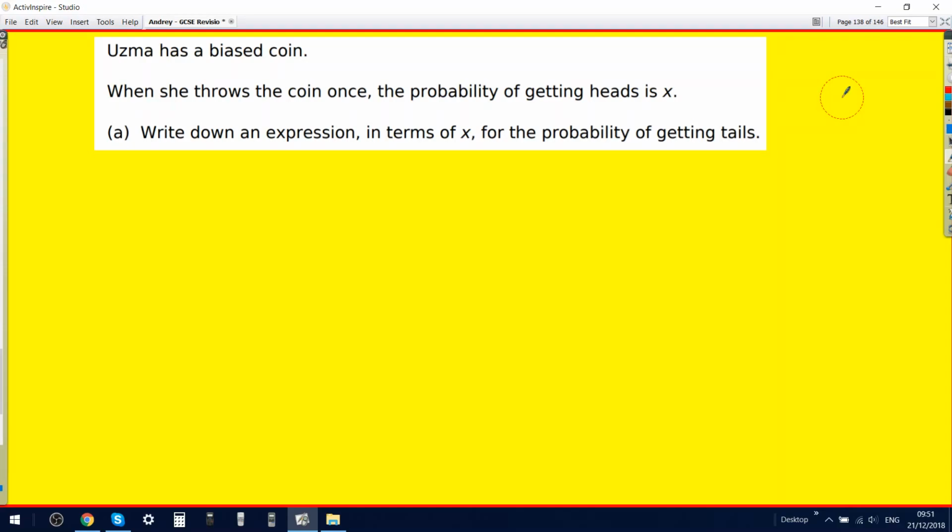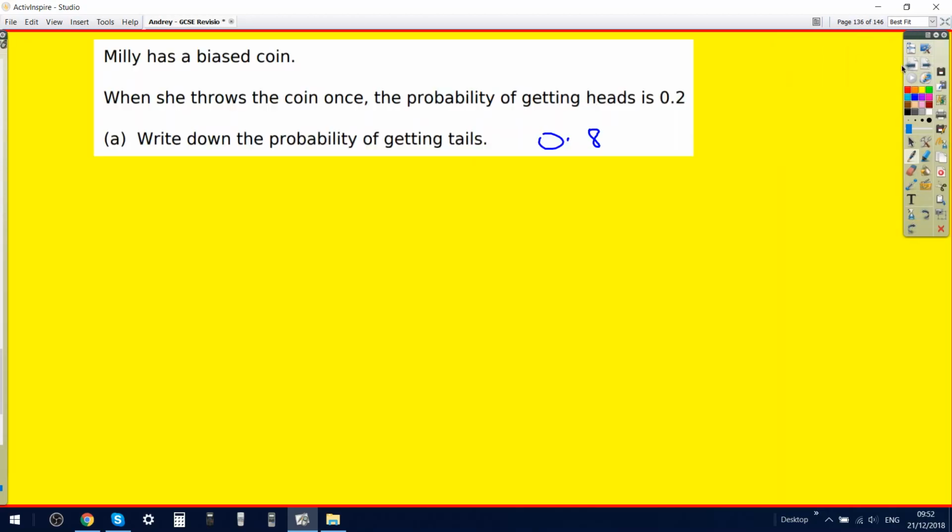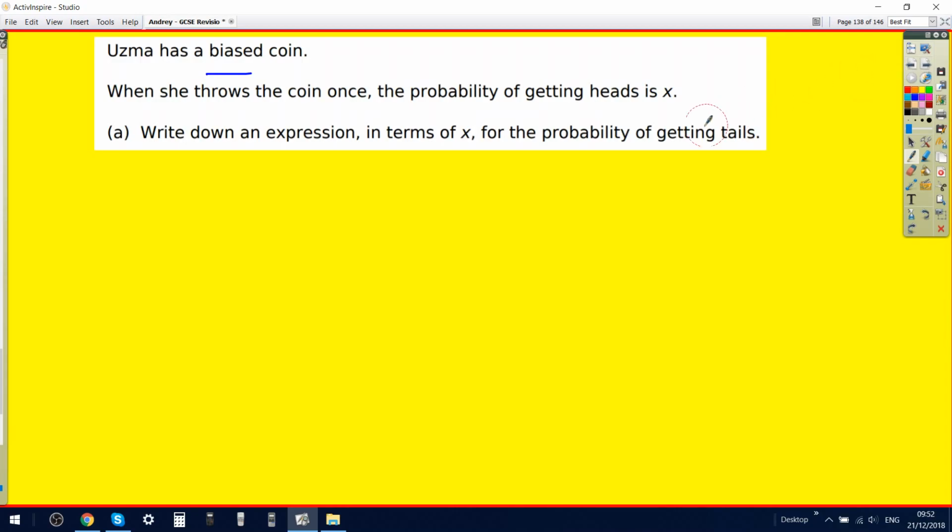Would it be like tails equals to half x or something? It's a biased coin. So a second ago, we said in a biased coin, if heads is 0.2, then tails is 0.8. In a biased coin, if heads is x, then what is tails? Would that tails be like 0.6? x equals to 0.6 tails?